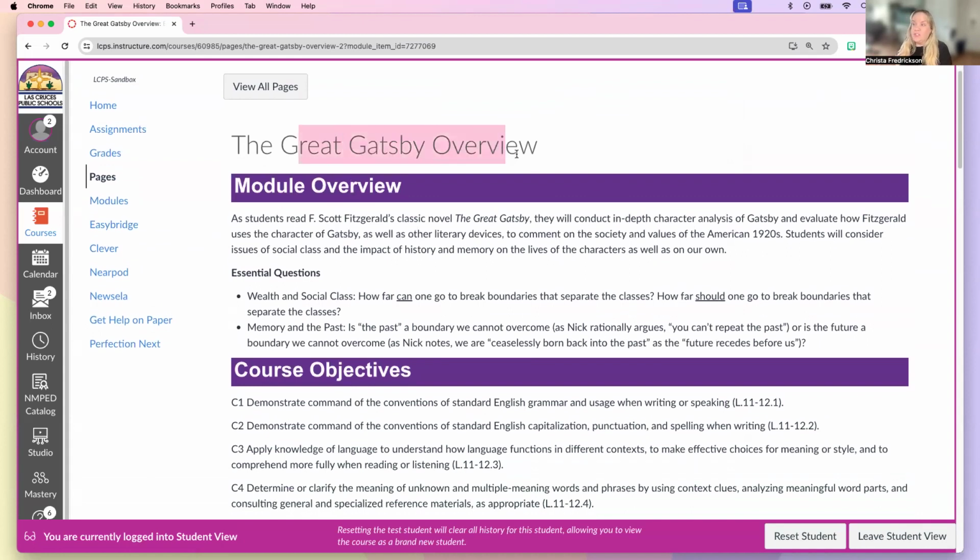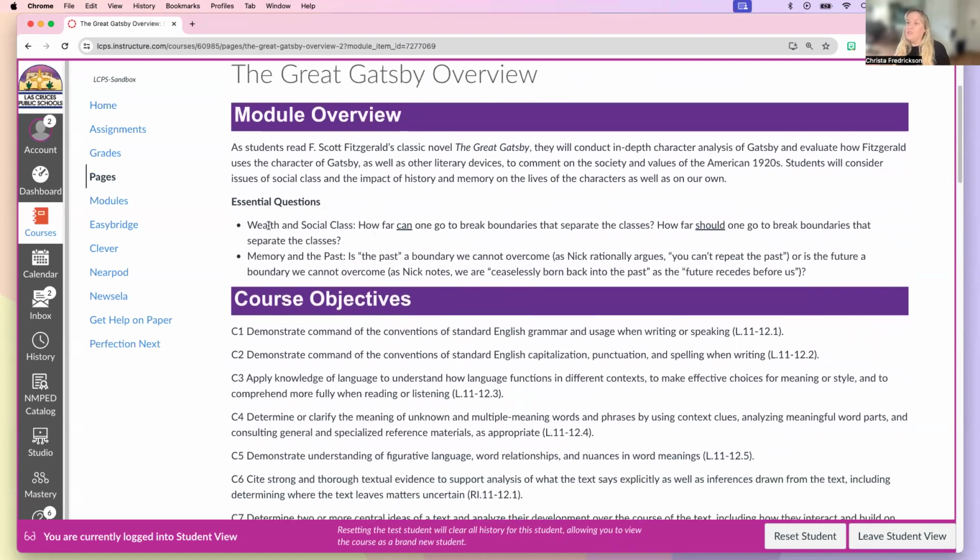The first thing we're going to do is look at the module overview. And this is going to explain to you what we're going to do this 9 weeks. So we're going to study the Great Gatsby with in-depth character analysis and evaluate how Fitzgerald uses the character of Gatsby as well as other literary devices to comment on the society and values of the American 1920s. So this is something that was happening 100 years ago, and it is really cool to think about what has stayed the same today versus what is different.